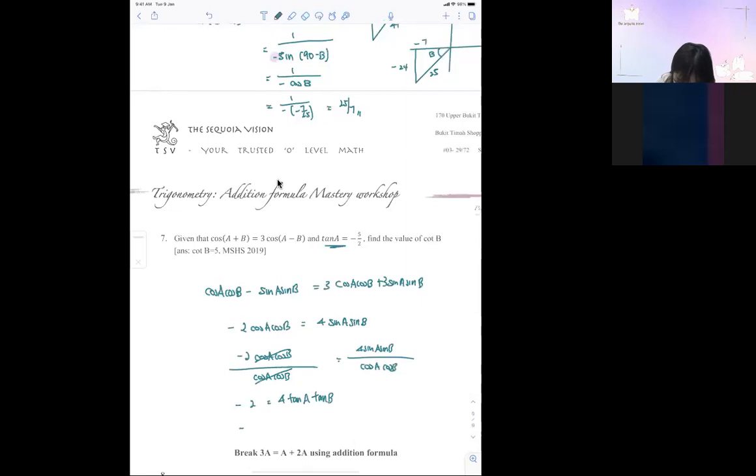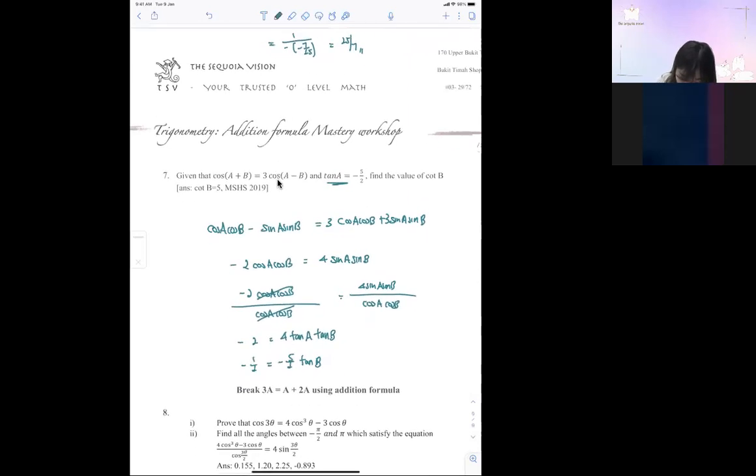So you know that tangent A is minus 5 over 2. Then if you bring over, tangent B is 1 over 5. So what do you want to find? You want to find cotangent B. Yes, cotangent B is 1 over tangent B, which is 5. Got it. Nice.